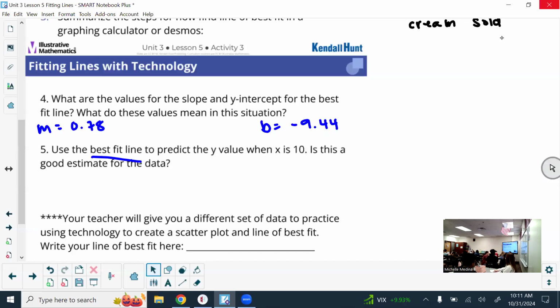So I gave you time to engage with it, to ask your group. I will explain it in a way that I think is easier. But for right now, number 4, can you tell me what the slope means in this situation? 0.78 what?